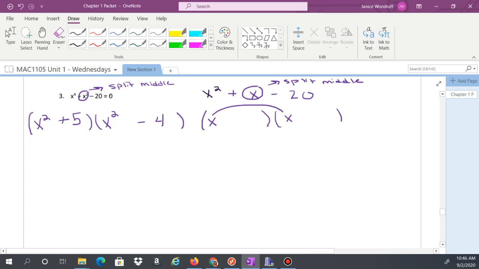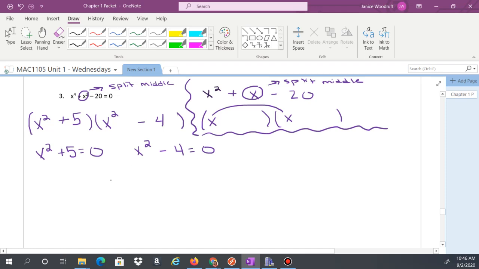It's solving because there's an equals 0. So then you take each factor and set it equal to 0. So you have x squared plus 5 equals 0. X squared minus 4 equals 0. Okay, so here I would subtract a 5 from both sides. I'm going to get x squared equals negative 5.